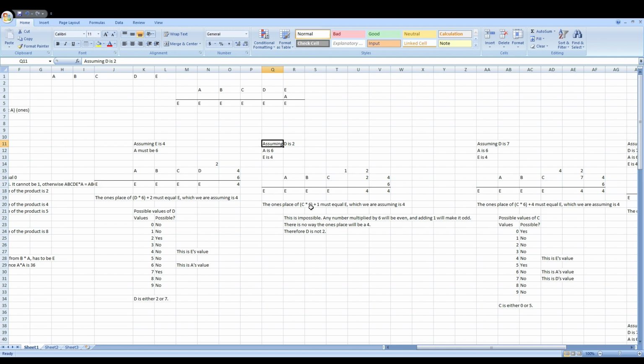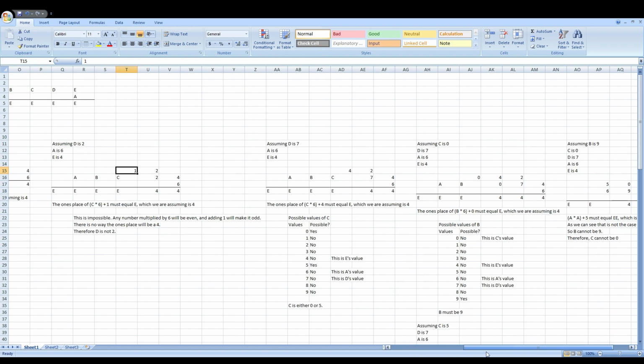Any number multiplied by 6 will be even, and adding 1 will make it odd. So we're carrying the 1, remember, from D being 2. So that's not going to work. There's no way the ones place is going to be 4, so D is not 2. Okay, so that doesn't work.